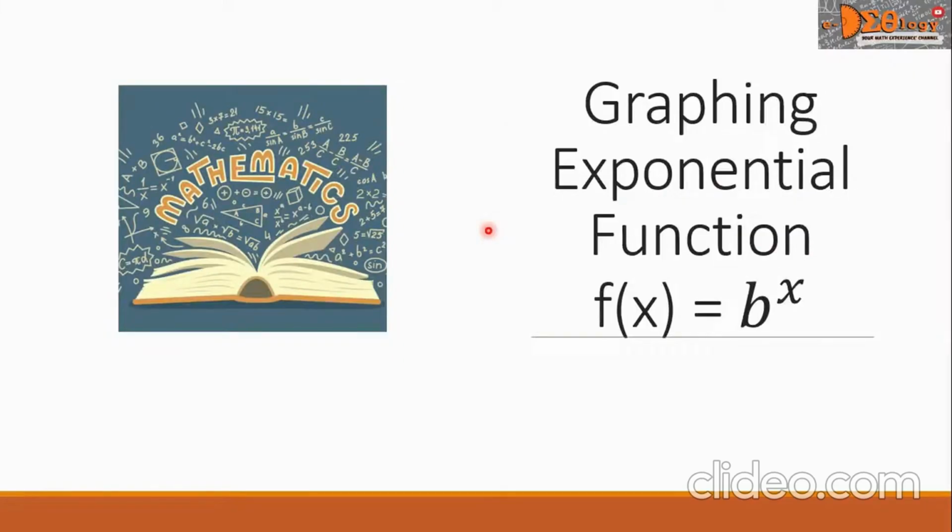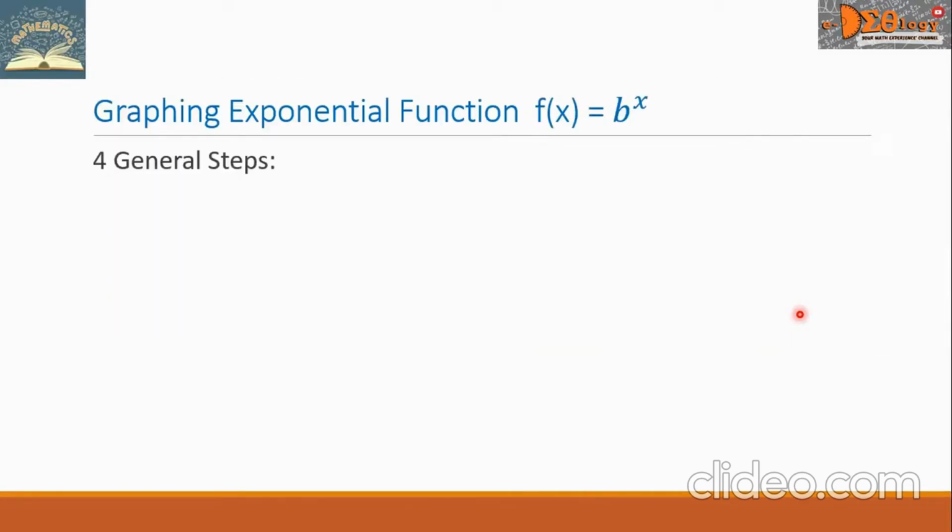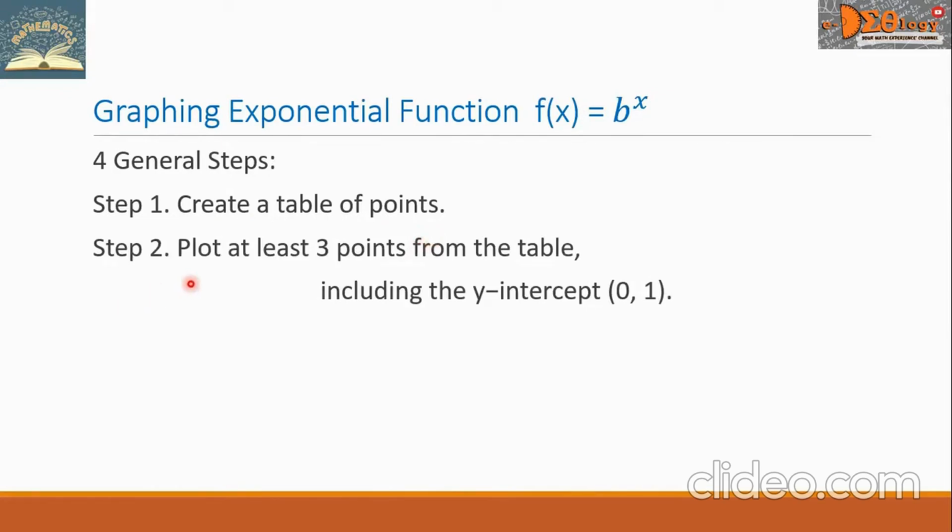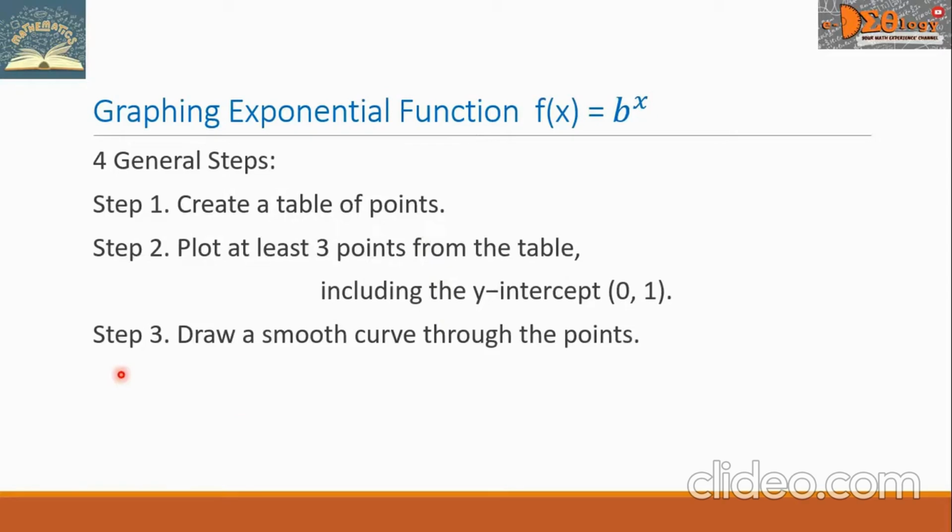Hi everyone. Today we're going to study graphing exponential functions of the form f of x equals b raised to x. Here are the four general steps. Step 1. Create a table of points. Step 2. Plot at least 3 points from the table, including the y-intercept, which is 0, 1. Step 3. Draw a smooth curve through the points.